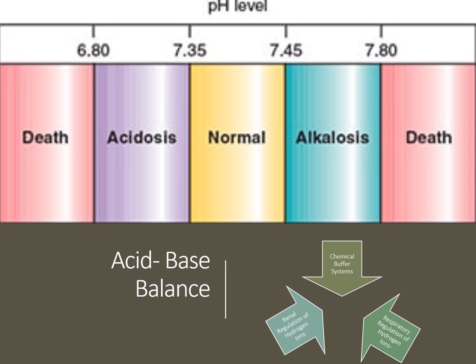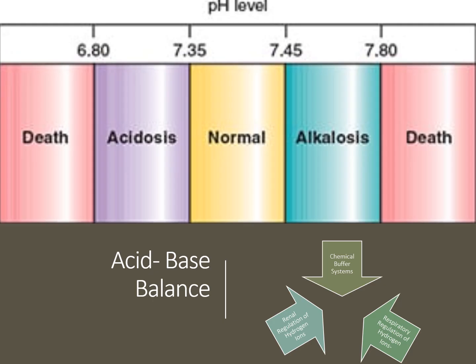The third regulation system is renal regulation. The kidneys provide long-term regulation by excreting or retaining hydrogen ions and bicarbonate. In acidosis, kidneys excrete hydrogen and conserve bicarbonate. In alkalosis, they retain hydrogen and excrete bicarbonate. This process is slower. It takes up to 3 days, but it's essential for sustaining your pH balance.